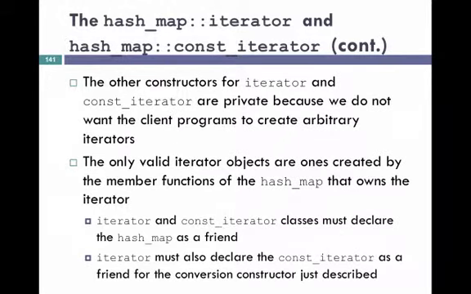And the other constructors for iterator and const iterator are private because we do not want the client programs to create arbitrary iterators. The only valid iterator objects are ones created by the member functions of the hash map that owns the iterator. So iterator and const iterator classes must declare hash map as a friend, and iterator must also declare the const iterator as a friend for the conversion constructor that we just described. And that brings us to the end of this slidecast.